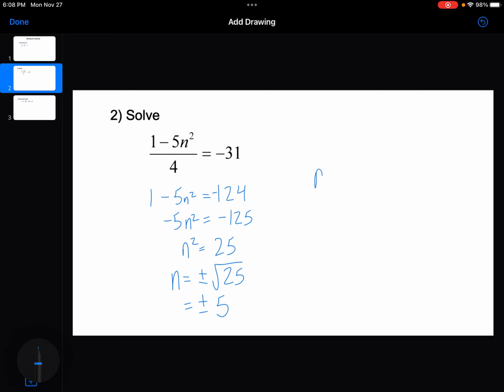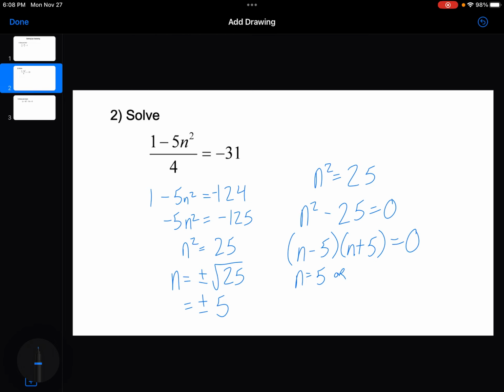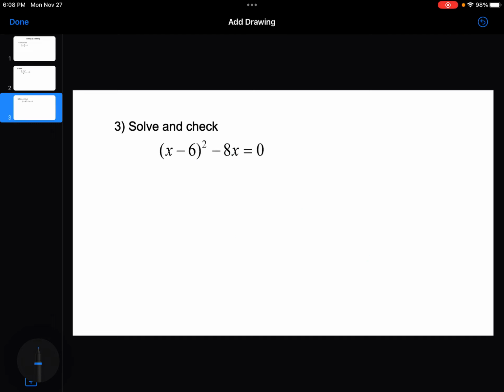The other way we could do that is if we have n squared equals 25, we could bring everything to one side, n squared minus 25 equals 0. Now it's just a difference of squares. We get n minus 5, n plus 5 equals 0, then n equals 5 or n equals negative 5. So both of these ways will work. The second method is probably a better method for most of us to make sure we don't forget both of the solutions.